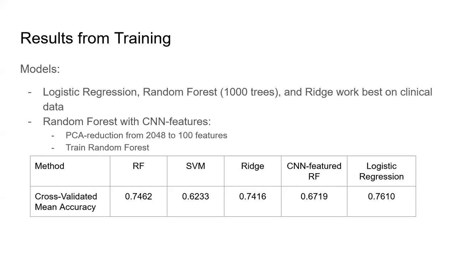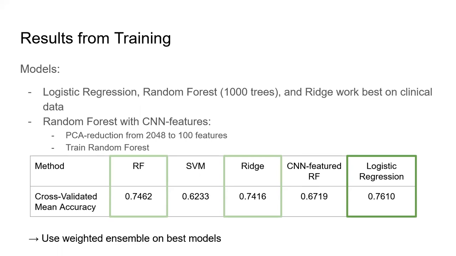The results of our training showed that logistic regression with 76% accuracy was by far the best model. However, random forest and ridge regressions came in second. We also found that using data derived from the images didn't have such a great accuracy. And so in the end, we used a weighted ensemble of the best models, whose predictions we submitted to the challenge.